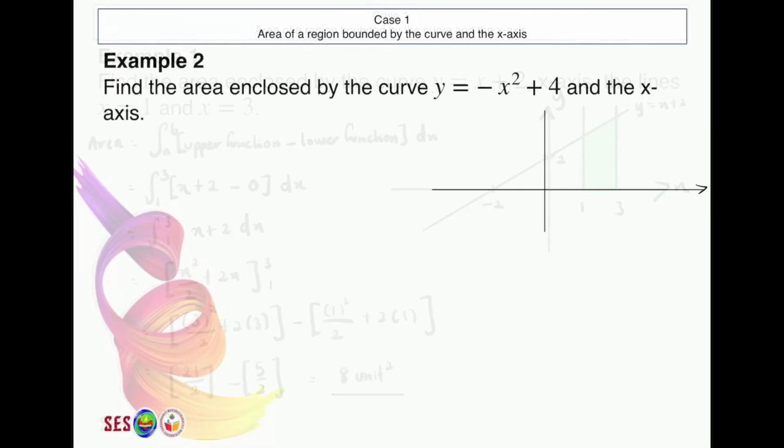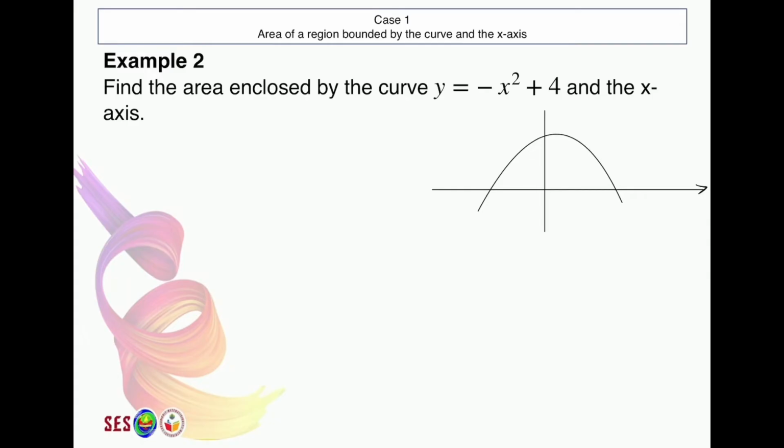Okay, so now we are going to look into example number 2. So the question asks us to find the area enclosed by the curve y equals minus x to the power of 2 plus 4 and the x-axis. So first, to start solving, I'll be sketching my graph first. So your y equals minus x to the power of 2 plus 4 will look like this.